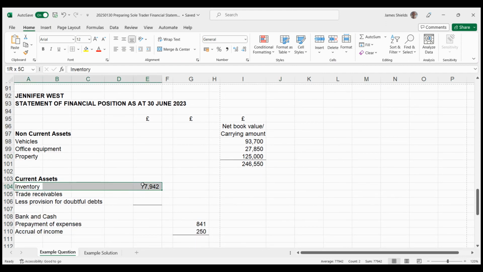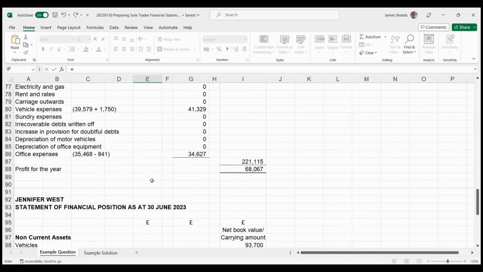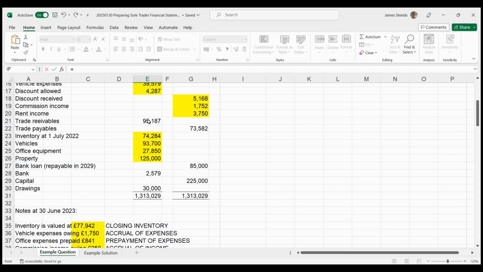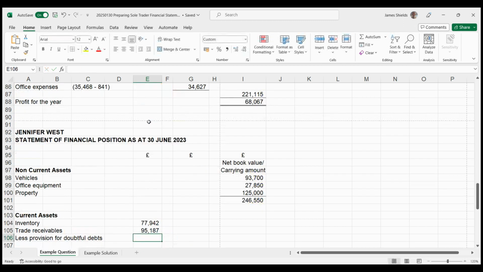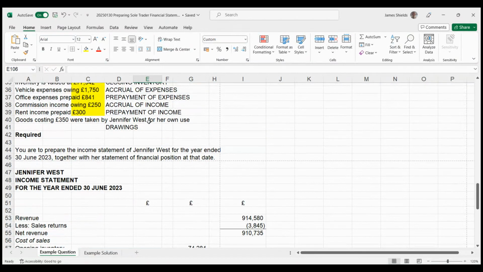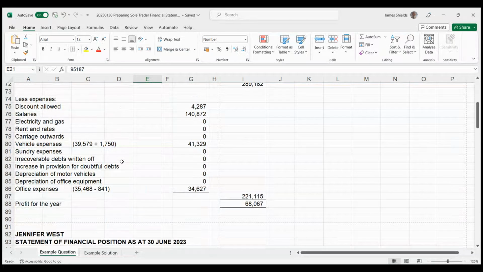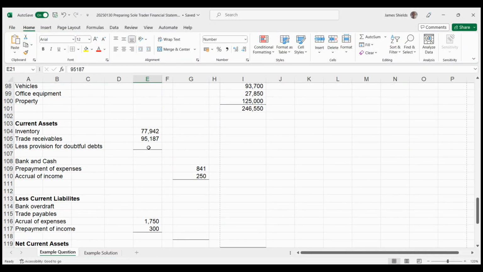Right, current assets now. Closing inventory, we've already done. Right, trade receivables. So that's in our trial balance somewhere. Here we go, it's 95,187. So let me highlight the 95,187 because I've used that number now. If you do it on paper, you can tick it. Provision for doubtful debts. There is no provision for doubtful debts in this question.